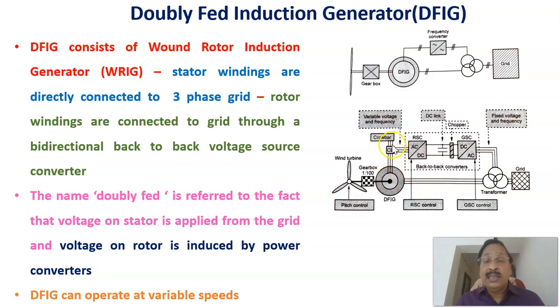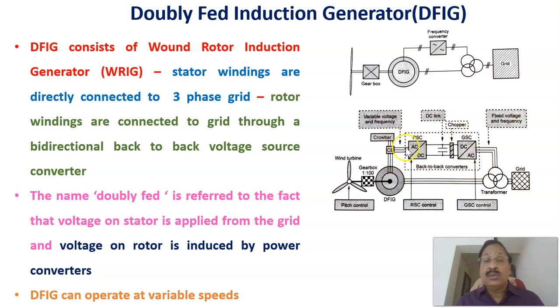There will be a voltage induced on the rotor side at the slip frequency, so it is a variable voltage, variable frequency at the rotor side. But on the grid side you have a fixed voltage and fixed frequency. Therefore, to connect a variable voltage, variable frequency source to a fixed voltage, fixed frequency grid, there should be a frequency converter. This is the frequency converter.